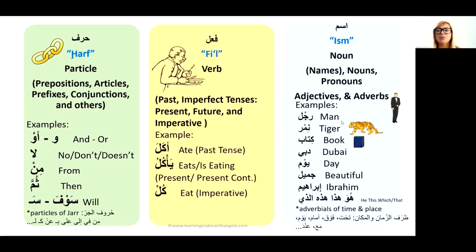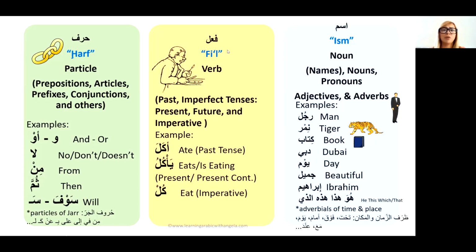So one more time, it could be the name of something, a person, or a place. It could be a pronoun like أنا, أنت, هو. It could be demonstrative like هذا, هذه. It could be a relative pronoun like الذي, التي, and it could also include adverbials of time and place, which is different in English, and as well it could include adjectives, active and passive participles. So it includes a lot of things.